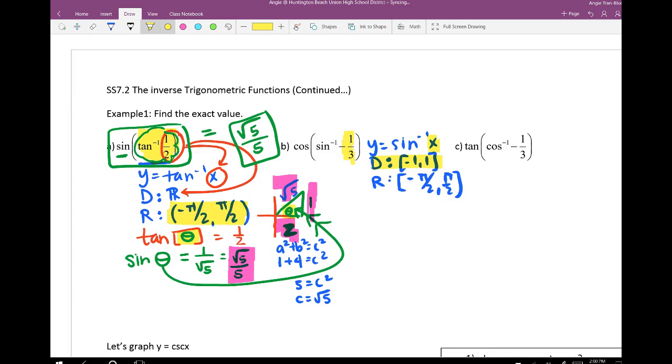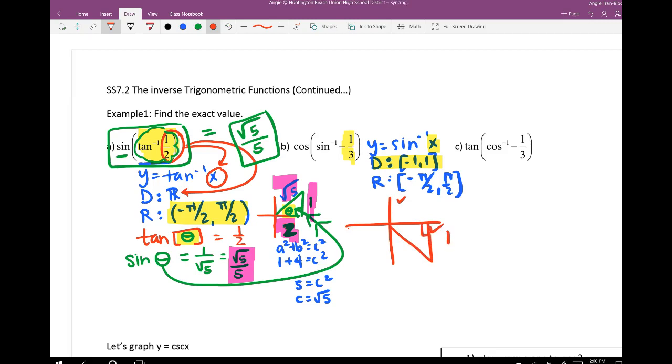The question is now, how do I get this answer? First let's narrow down to a quadrant. What particular quadrant should your answer come from? It's negative 1/3, so it's either in quad 1 or quad 4. Because it's negative, I'm going to draw my triangle in this one.